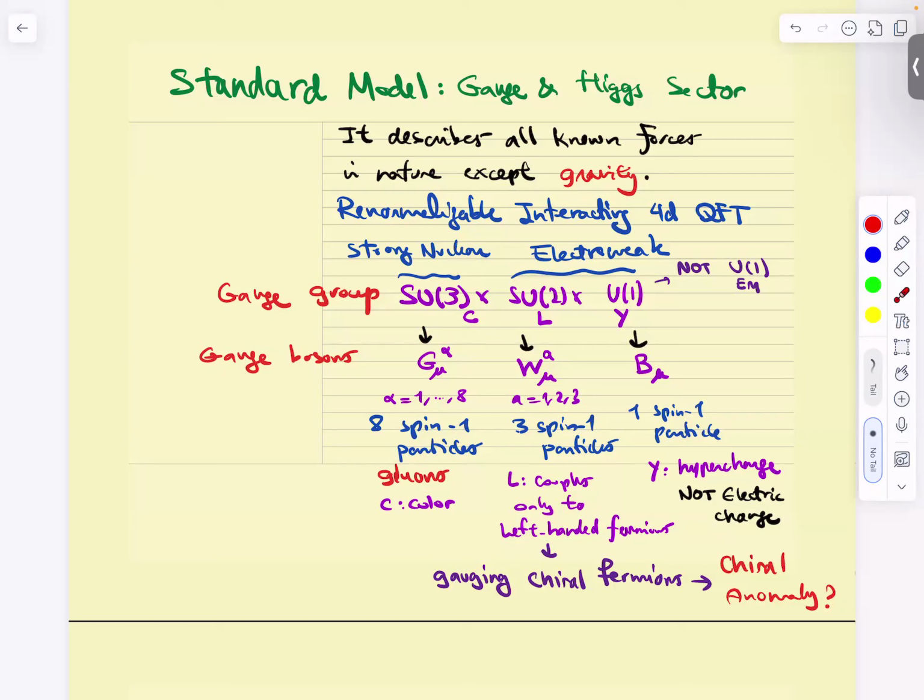All right, C is for color. These are called gluons. Here, L means that it's coupled only to left-handed fermions. This is the first sign of chirality. We're going to talk about this. If this is the case, we're gauging chiral fermions. We must check whether we have chiral anomaly. If there's chiral anomaly, the theory should be thrown into the garbage. So this is hypercharge. It's not the electric charge. All right. Questions about the gauge field, the gauge group?